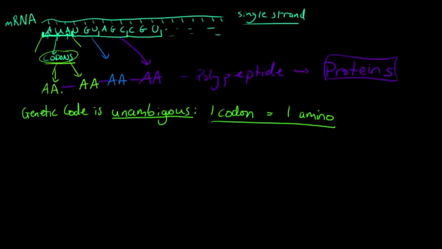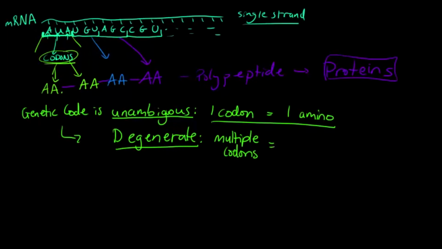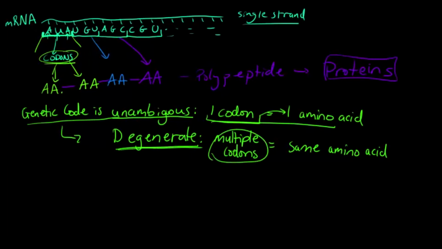And then the other term you need to know is that the genetic code is degenerate. This is important and means that multiple codons can code for the same amino acid. So again, the genetic code is unambiguous. If the ribosome reads a codon, that's going to translate into one specific amino acid. However, it's degenerate, meaning that there are multiple codons for the same amino acid.